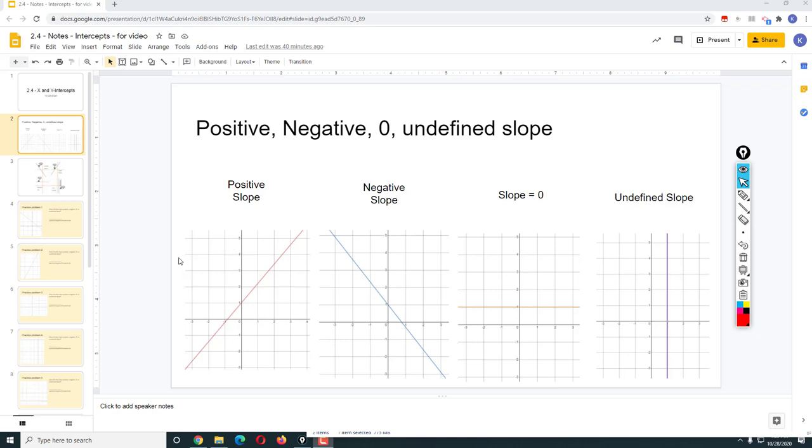2.4 Intercepts. In the last lesson, we studied slope. Here are 4 different lines.